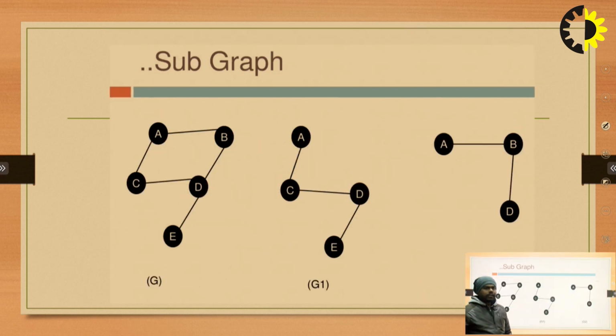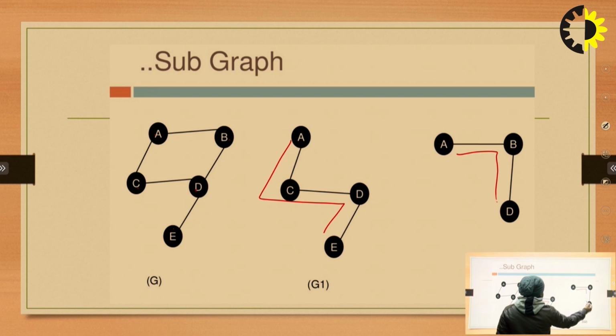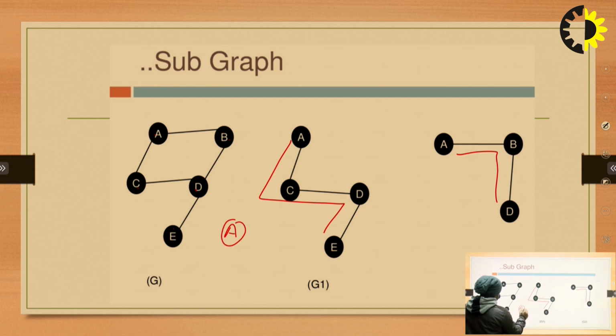We are taking an example. This is a graph with A, B, C, D, E. We can say that A, C, D, E is graph 1, and A, B, D is graph 2. So these are subsets. We can also take this one, A, C. This is also a subset of the graph. We can take any one as the subgraph, subset.